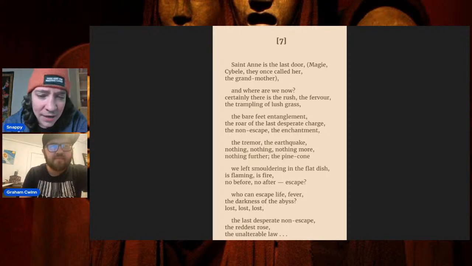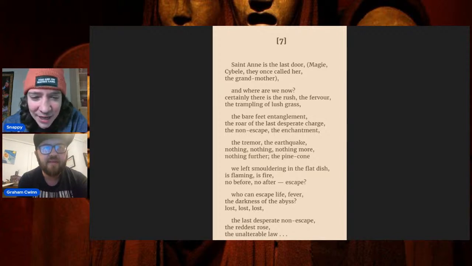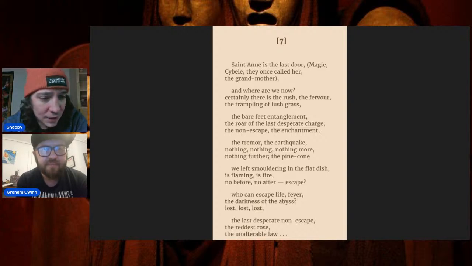Nothing, nothing, nothing more, nothing further. The pine cone we left smoldering in the flat dish is flaming, is fire, no before, no after. Escape. Who can escape life fever, the darkness of the abyss? Lost, lost, lost. The last desperate non-escape, the reddest rose, the unalterable law.